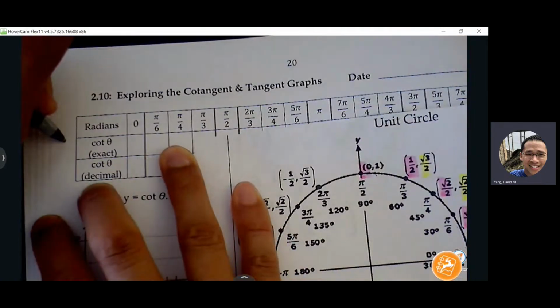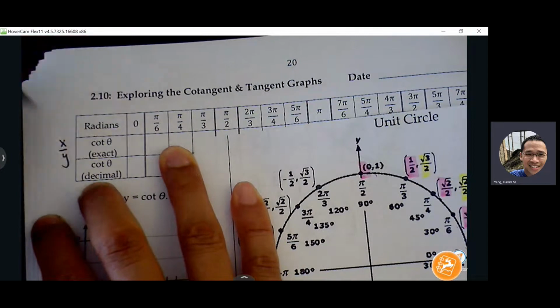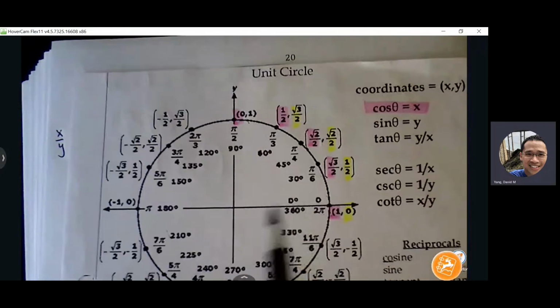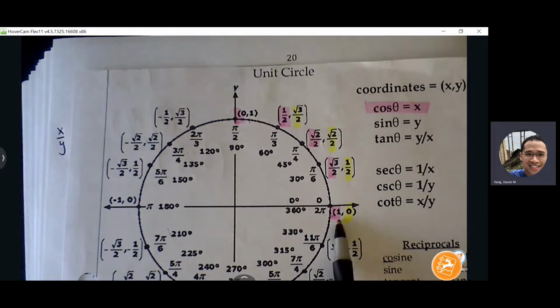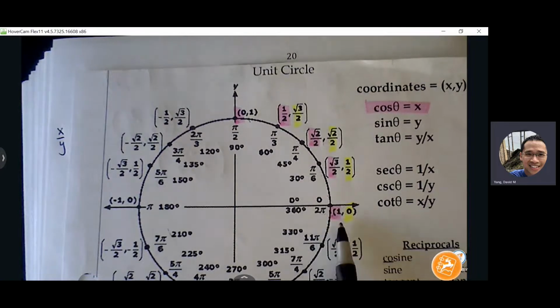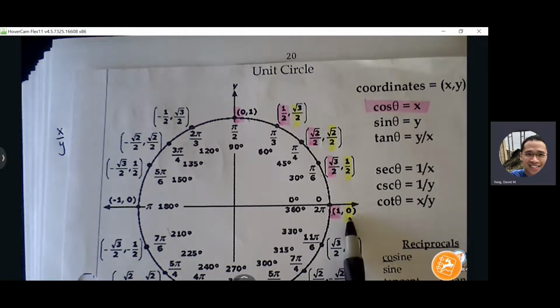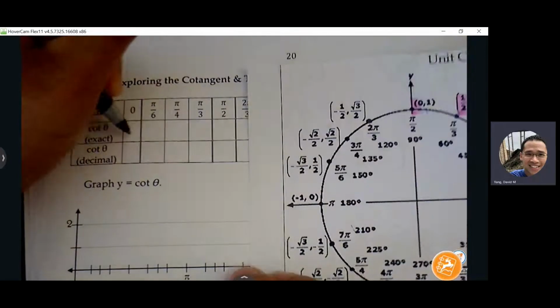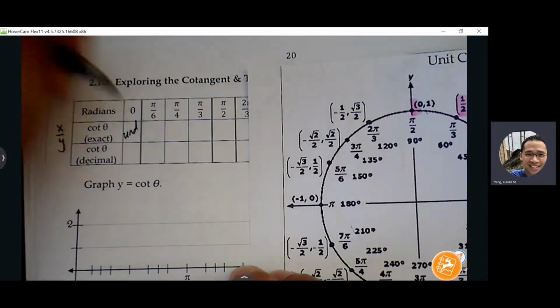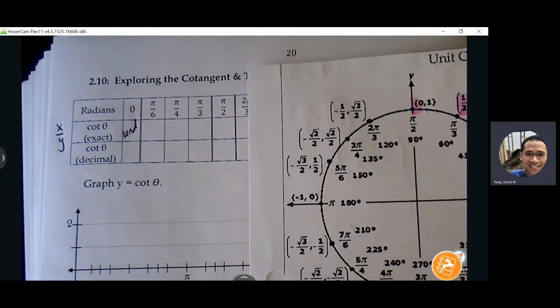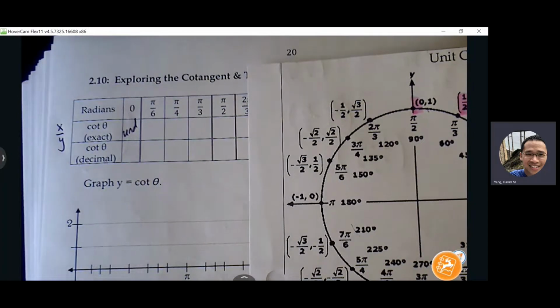So cotangent is x over y. What's 0 going to be here? X over y, which is undefined. Okay, so I want to make sure that we understand that it's undefined, which means that we're going to be expecting some vertical asymptotes, just like with secant and cosecant.